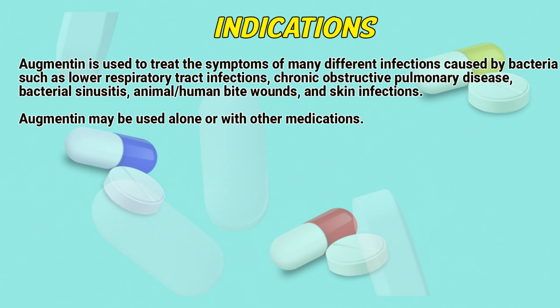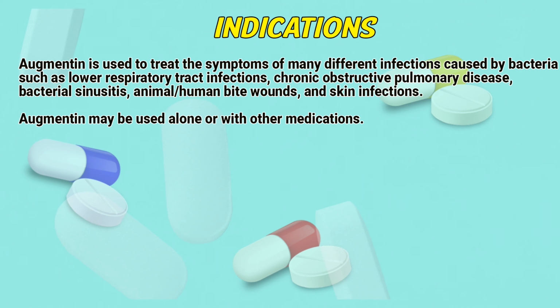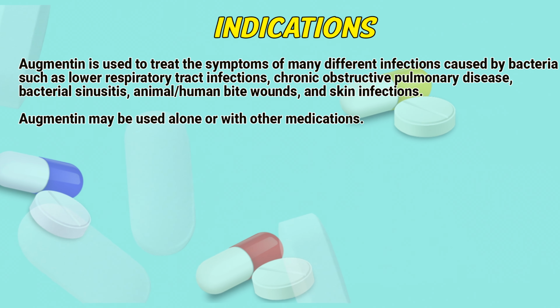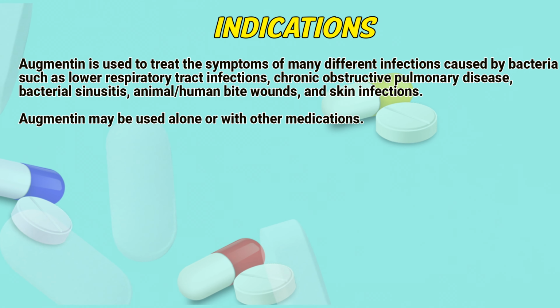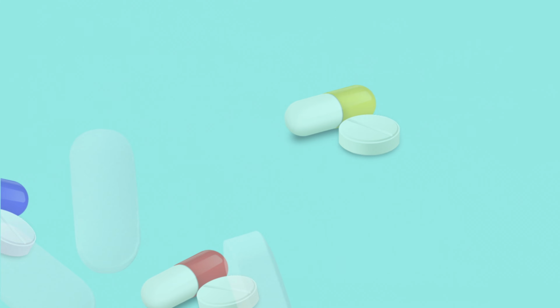Indications. Augmentin is used to treat the symptoms of many different infections caused by bacteria, such as lower respiratory tract infections, chronic obstructive pulmonary disease, bacterial sinusitis, animal and human bite wounds, and skin infections. Augmentin may be used alone or with other medications.